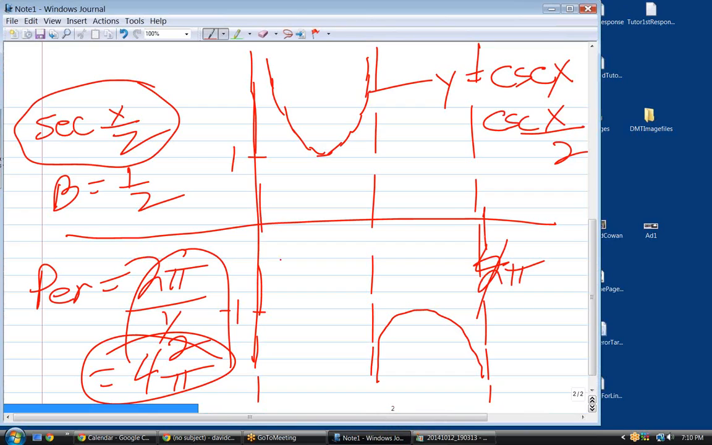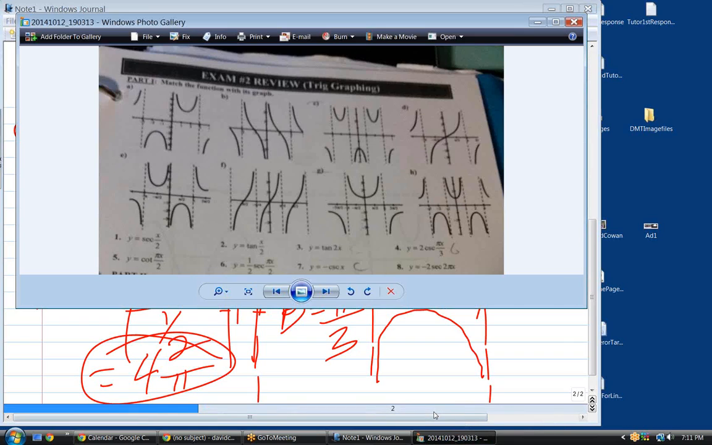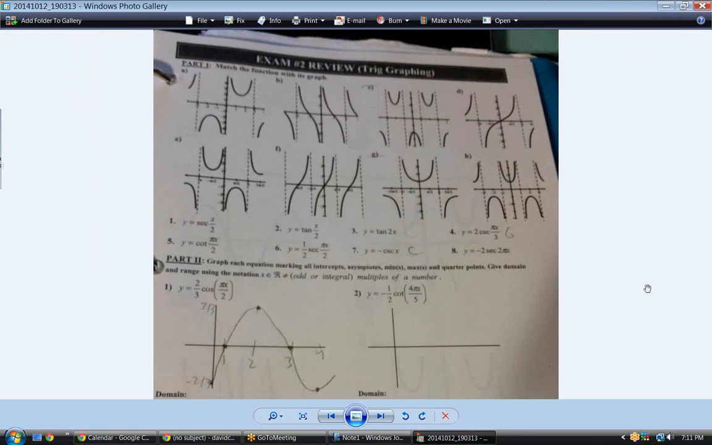Well, if the period is 6, what is b? 1/3 pi. Pi over 3. So b would be pi over 3. Can we find a function where we're looking at the cosecant curve with a b of pi over 3? How about over here? This is the only one.